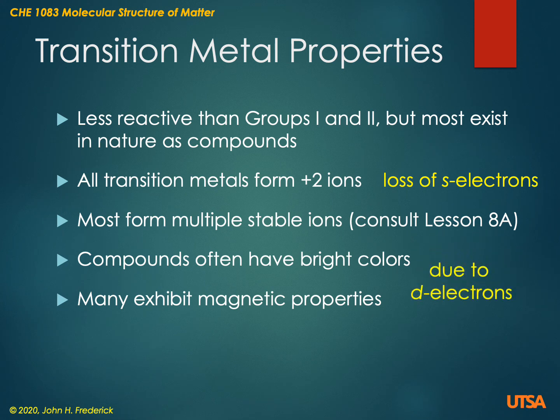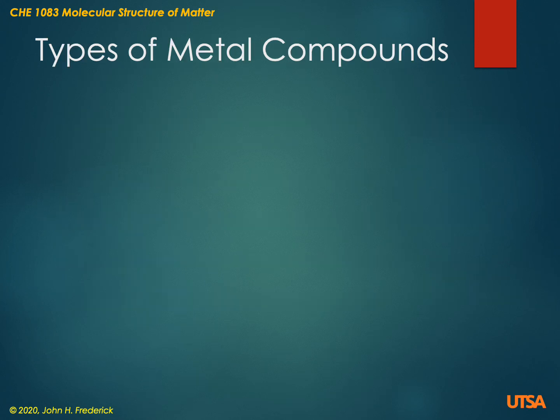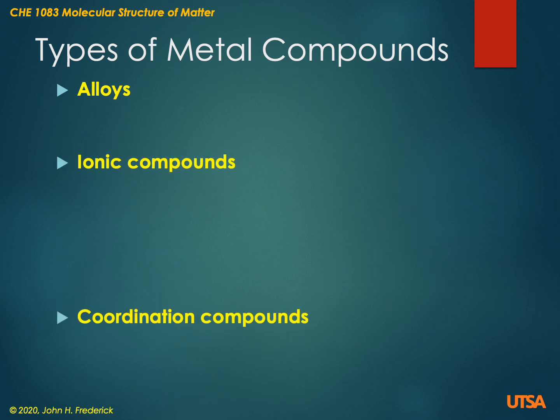All right, these last 2 properties, the bright colors and the magnetic properties, are really due to the d electrons in these metals. So this is a new thing that we can experience because we have access now to these d orbitals. So what kinds of compounds can these elements make? Well, we're familiar with alloys already, familiar with ionic compounds, and then there's a new kind of compound that we'll be highlighting in this module called coordination compounds.